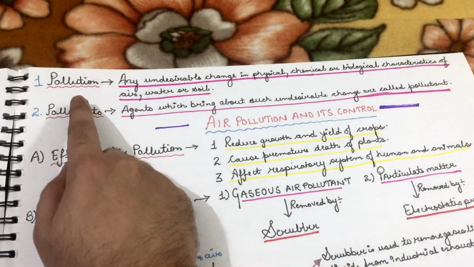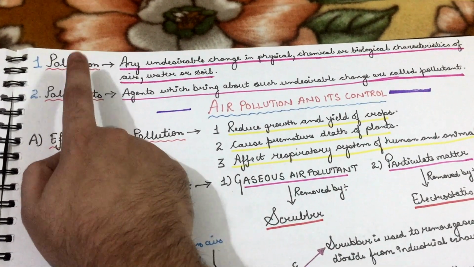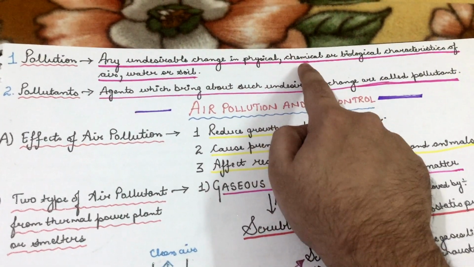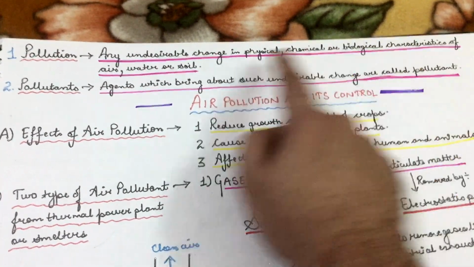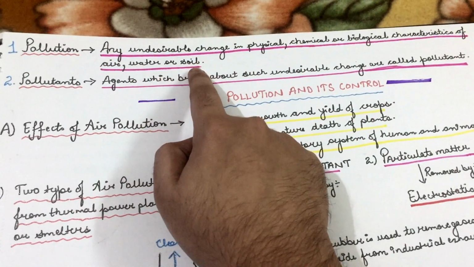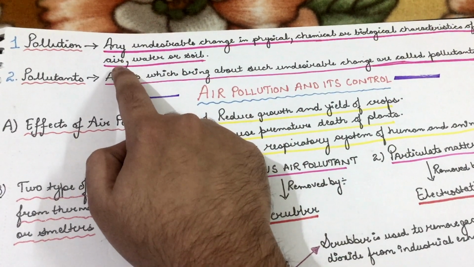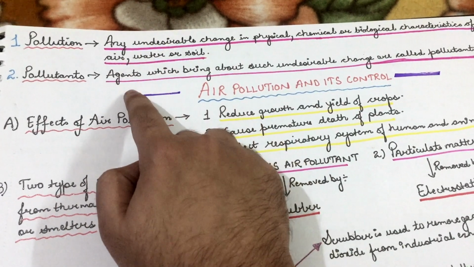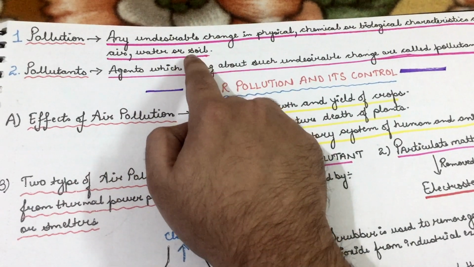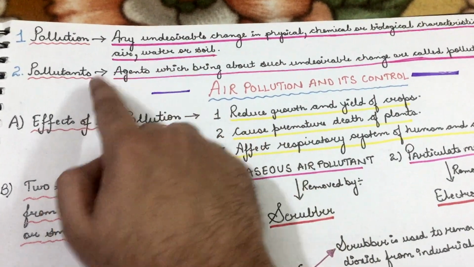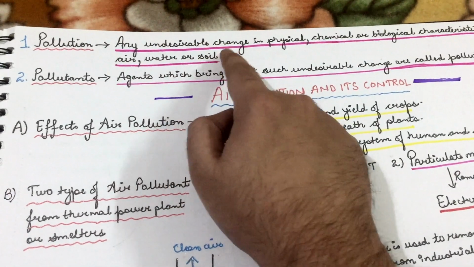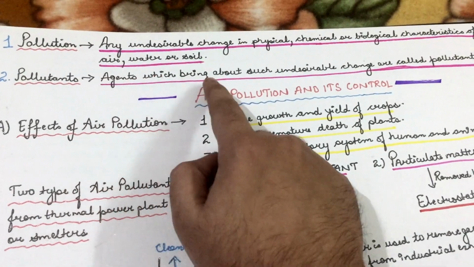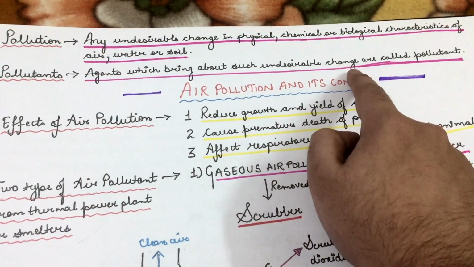So first of all, we will look at the definition of pollution. Pollution is any undesirable change in physical, chemical or biological characteristics of air, water or soil. If this undesirable change is in air, it is called air pollution. If it is in water, it is called water pollution. And if it is in soil, it is called soil pollution. The agents which bring about such undesirable change are called pollutants.